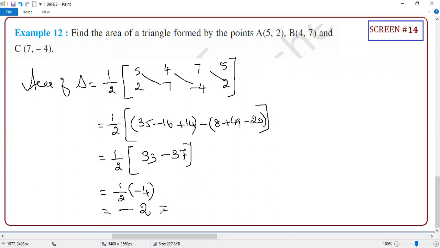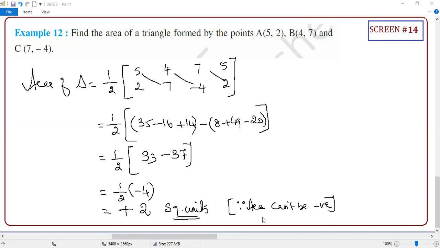But you have square units. Don't put the answer in negative. You have to put the answer as +2 square units. Very important, students. Don't give the answer in the negative way. All you have to say is area is positive, or area cannot be negative. Are you clear, students? Area cannot be negative.